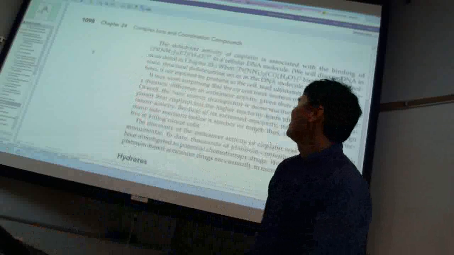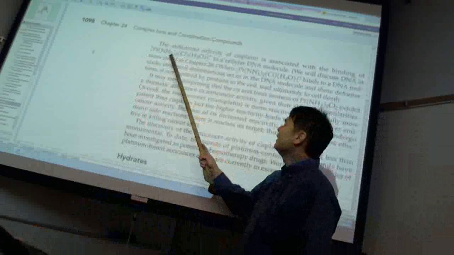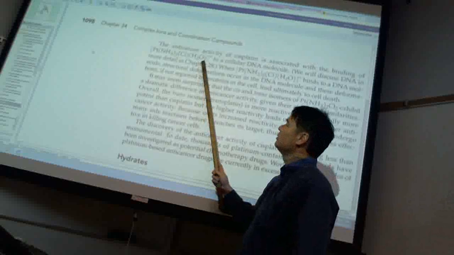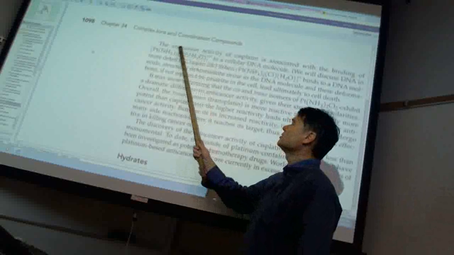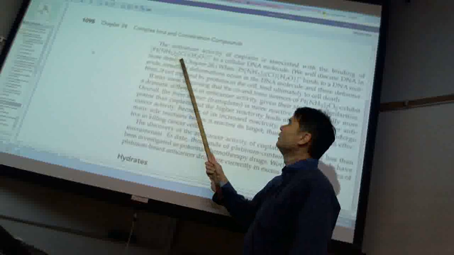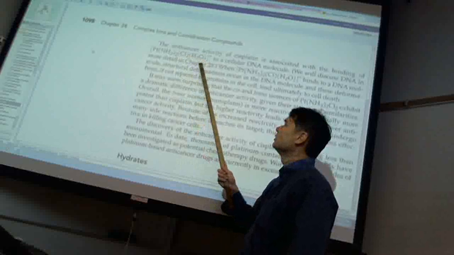All right, let's read this one. Now we have 3 different ligands here. Let's say we have 2 amines, 1 chloro, and 1 aqua. And so we need to name these. The ligands always get named first, followed by the metal. And so naming this would be, what would be amine, chloro, aqua? Which should go first? Amine.